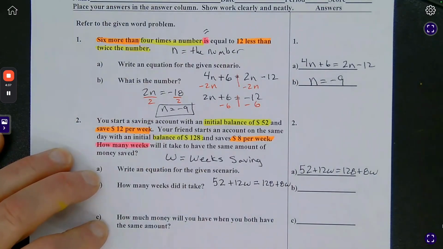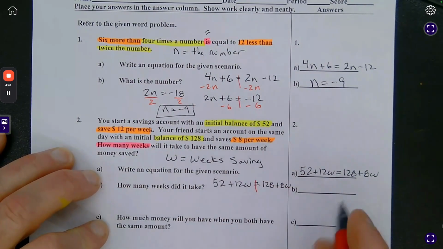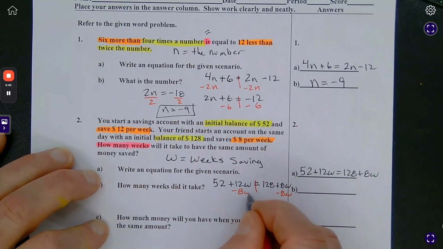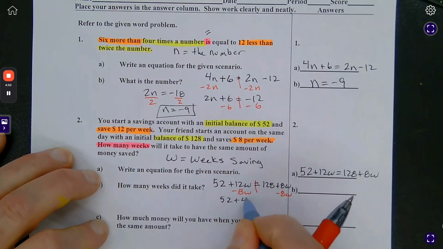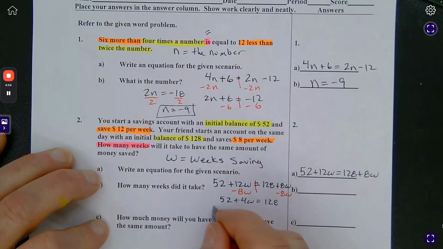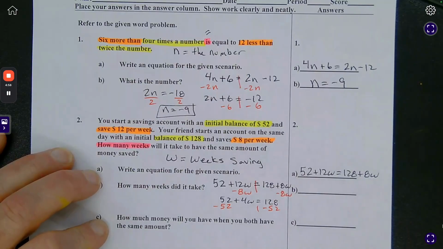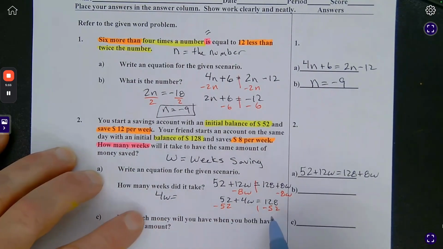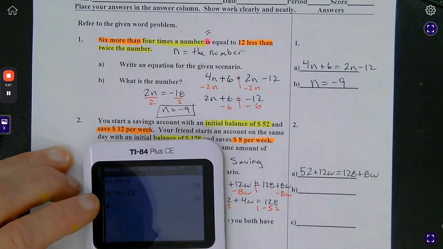All right, let's solve this. Again, I'm noticing there's no distribution, no combining like terms. I always look for that first. I'm going to move my variable term to the left, rewrite it. Now I'm going to move my constant terms to the right, rewrite it. It's okay. I'm going to go up here. Okay. 4W equals 128 minus 52. Is that 76?